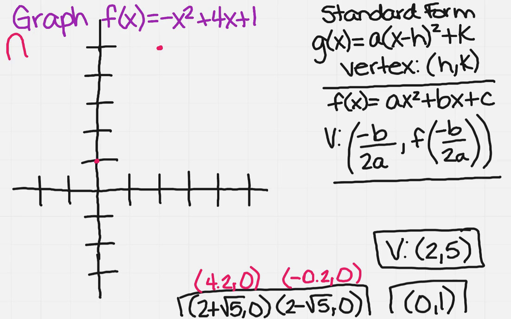I've also already plotted the vertex and where it crosses the y. So now what I want to do is plot where it crosses the x-axis. So these are going to be approximations. You want to try to get them as close as you can, but it's not going to be a guarantee that it's going to be exactly the same depending on what the scale is. So I've also got one at minus 0.2 and 0.